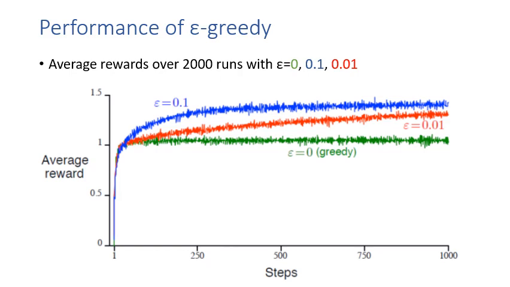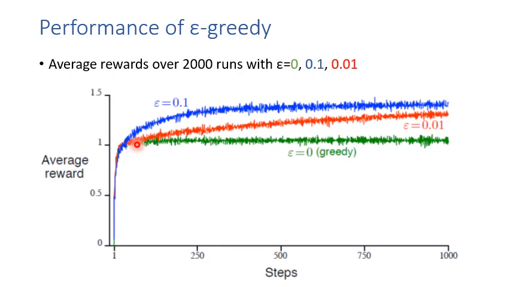Here is the simulated performance of epsilon greedy with different epsilon values. This is the average rewards over 2,000 rounds. Each round plays the machine 10,000 times. The green line is with epsilon equals 0, so it's totally greedy actions. We can see that it saturates at an average reward of 1 and never improves because it never explored.